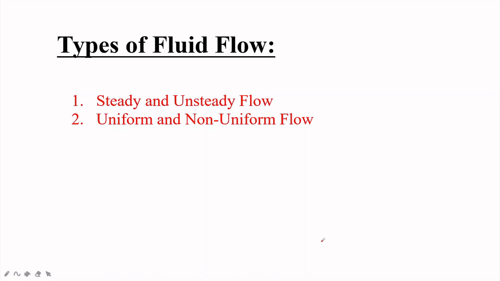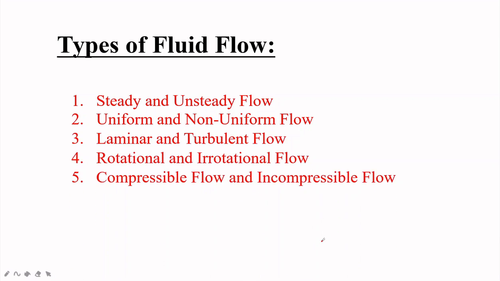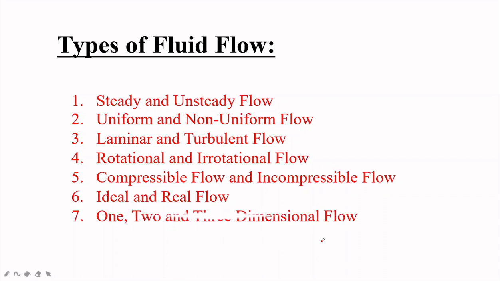So the first one is steady and unsteady flow, then uniform and non-uniform flow. Next, laminar and turbulent flow, rotational and irrotational flow. Fifth is compressible and incompressible flow, then ideal and real flow. The next one is 1, 2 and 3 dimensional flow. So there are actually 7 types of flow. We will see them one by one, and we'll see the meaning of each.